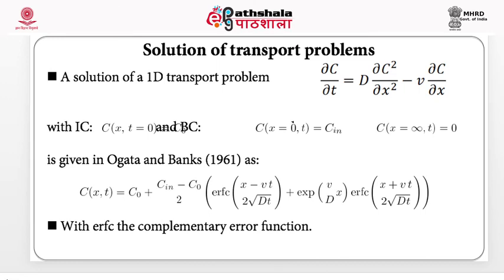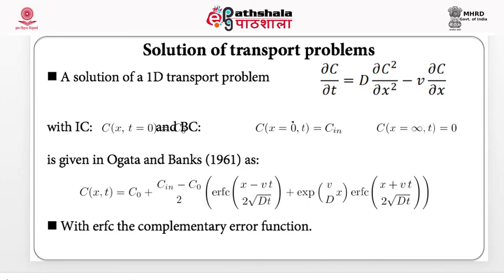at t equals 0 the concentration is C0, and we have a boundary condition that C, the concentration at any time at the start of the domain, or at x equals 0, is equal to C in, and C at x equals infinity, very far away from the inlet, at any time equals 0. So here we are considering the aquifer to be infinitely long, which makes sense because we know that aquifers can be very extensive.